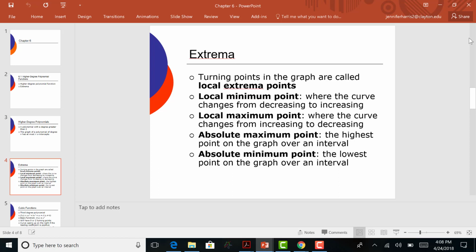Alrighty? We call these also, what other word do you see up there that we call them? Maximum and minimum. So this one should be what? What should I call this one? A maximum or a minimum? Minimum. What should I call this one up top? Maximum. Okay. You okay with that? These turning points are called minimums and maximums.